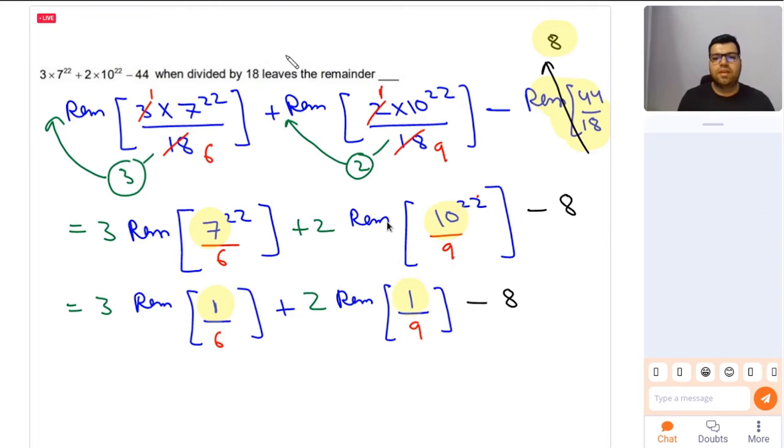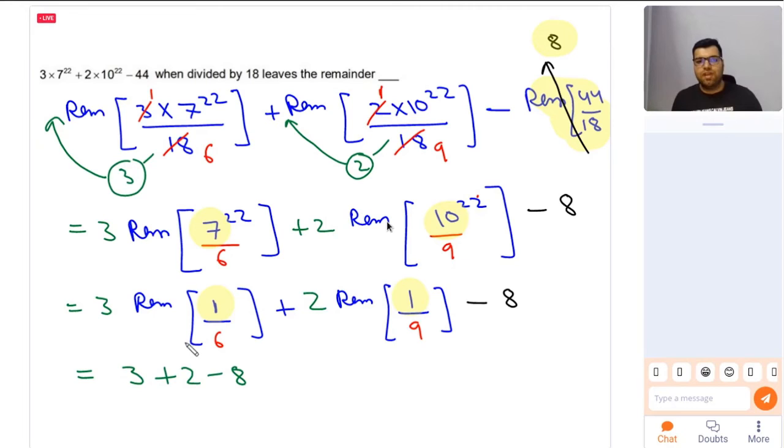Okay. So first part is simply 3. 3 into 1, the remainder of 1 with 6 is 1. Plus 2 into 1, the remainder of 1 with 9 is 1, 2 into 1, minus 8. So what are we getting? So this value is simply 3 plus 2 minus 8. So the value we are getting is 5 minus 8, which is minus 3.